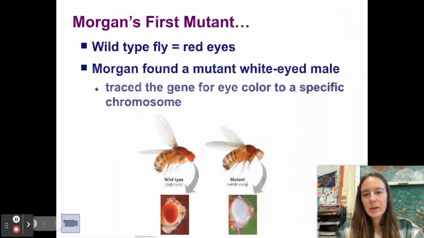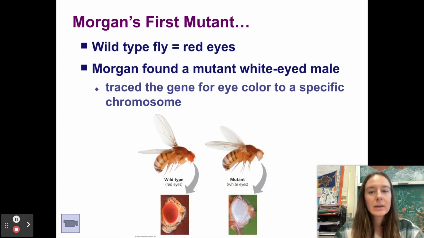So Thomas Hunt Morgan, he was in his research lab and he noticed that all of his fruit flies had red eyes. And it's important, this vocab word you're going to want to know. The red eyes, we call it the wild type. Okay, wild type. You want to remember that. Wild type basically means what's normal. It's what's found in the wild. And he found that most of his flies were red eyes.